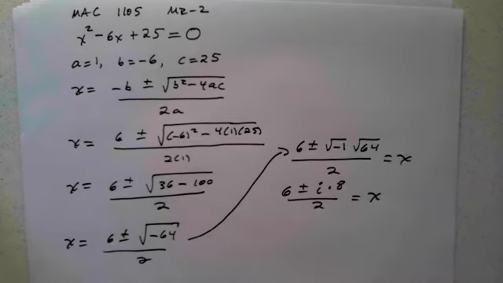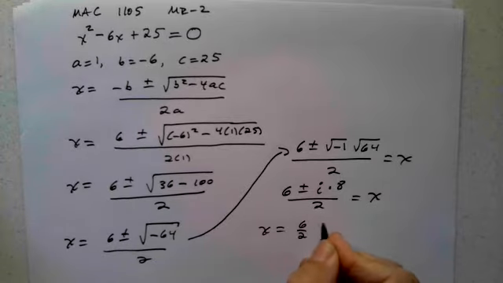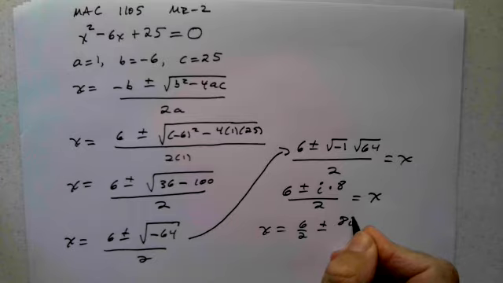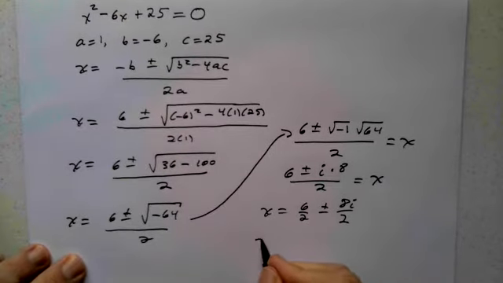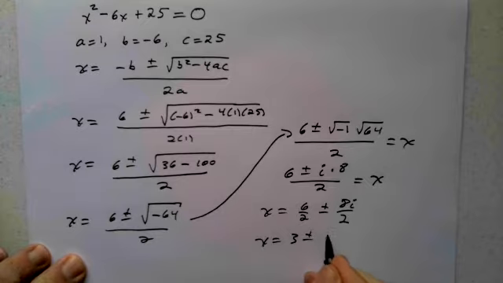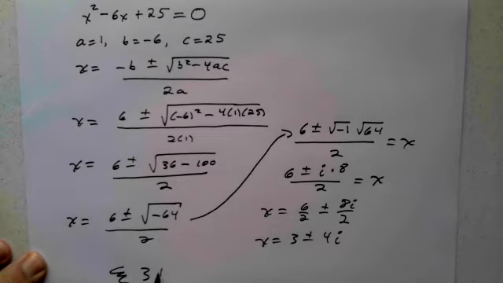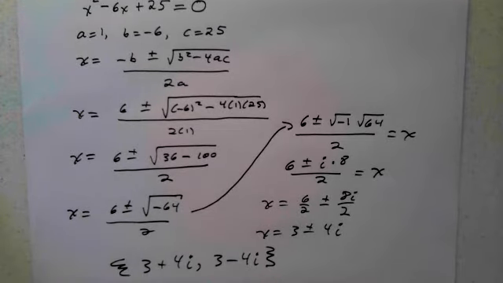Remember, the square root of -1 is i. So we get x equals 6 over 2 plus or minus 8i over 2, which will give us 3 plus or minus 4i. I like to go ahead and write that in set notation. So 3 plus 4i is one of the solutions. 3 minus 4i is another one of the solutions. So that was solving it with the quadratic formula.